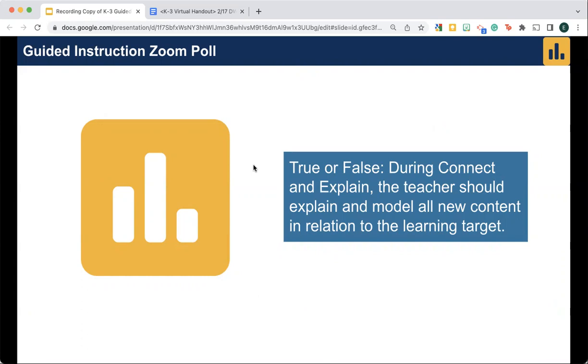False. Yes, Connect and Explain is where we learn new content related to the learning target, but in an ideal world, it's not the teacher doing all of that thinking. Remember, we don't want to create mimickers. We want students to be active thinkers and doers. So if possible, rather than the teacher doing all of the explaining and modeling, the teacher's asking questions to help students be involved in the process.